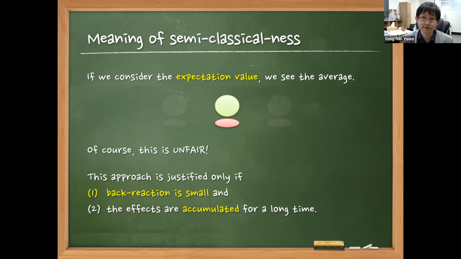But we need to understand the reason. There are two reasons. One is that back reaction is small, and the other is that we accumulatively integrate all the quantum fluctuations. That is the reason why the semi-classical description works in the black hole case.